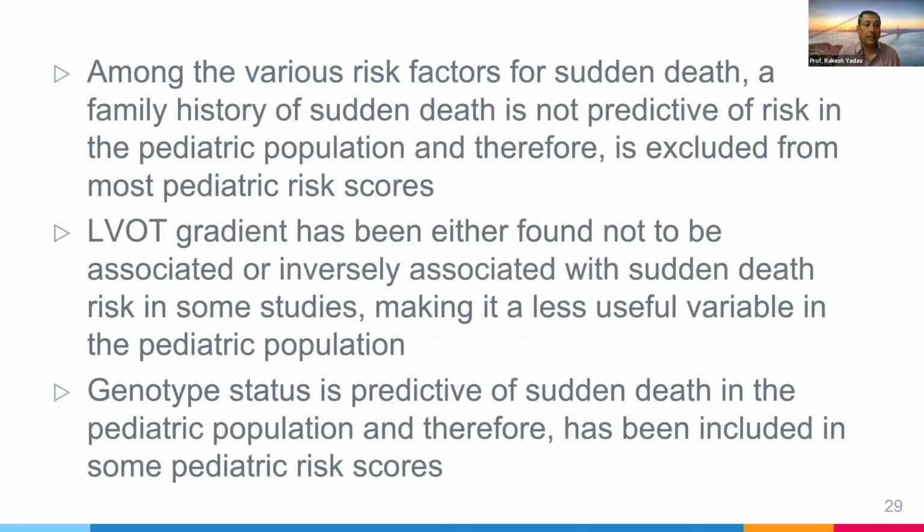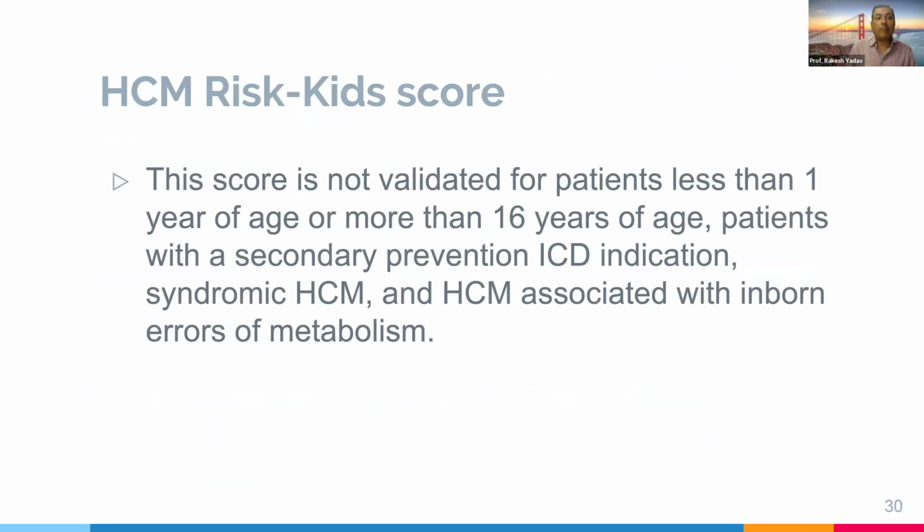hypertrophic cardiomyopathy. Among the various risk factors for sudden death, a family history of sudden death is not predictive of risk in the pediatric population, and therefore is excluded from most pediatric risk scores. LVOT gradient has been either found not to be associated or inversely associated with sudden death risk in some studies, making it a less useful variable in the pediatric population. Genotype status is predictive of sudden cardiac death in the pediatric population and therefore has been included in some pediatric risk scores. That is the HCM Risk-Kids score.